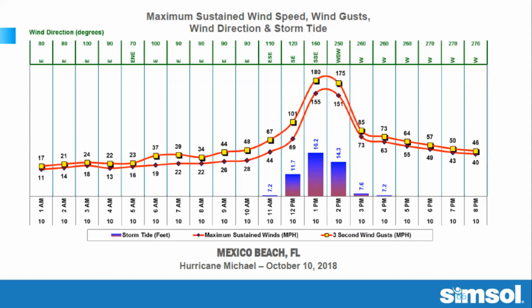Now with Katrina, the wind field was a little bit wider. The storm wasn't as compact. It didn't move as fast. With Ivan, it was a little bit wider storm event as well. So each storm has its own personality and its own characteristic.